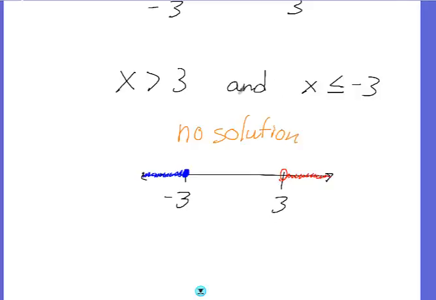Because in order for this to be true, it has to satisfy both parts because it's an and problem. But if you notice, you can't have a number greater than 3 that's also less than negative 3, so therefore it's no solution. All right.